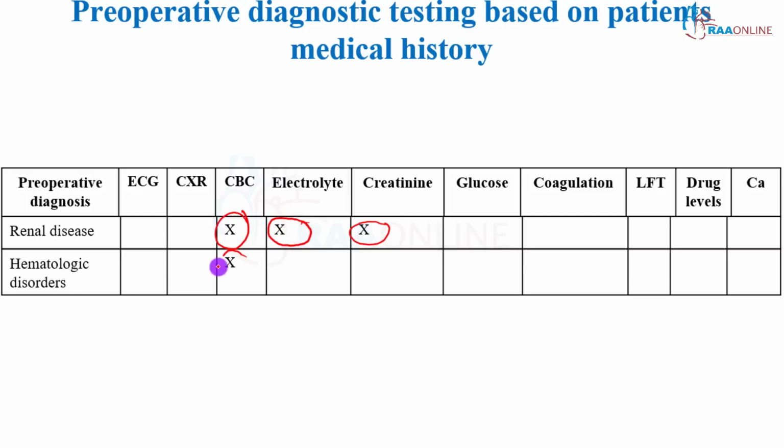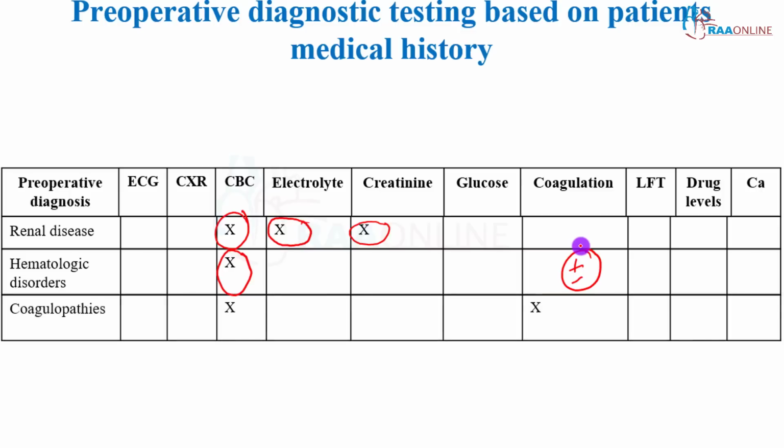Hematological, the most important test is the complete blood count. Coagulation testing can be done to assess the cause if some factor can lead to bleeding. Coagulopathy, again complete blood count and coagulation testing.